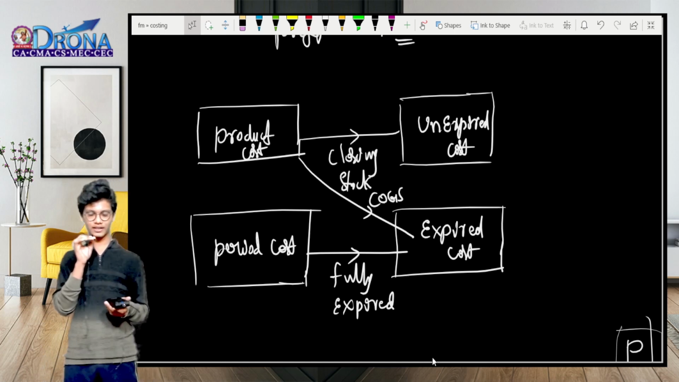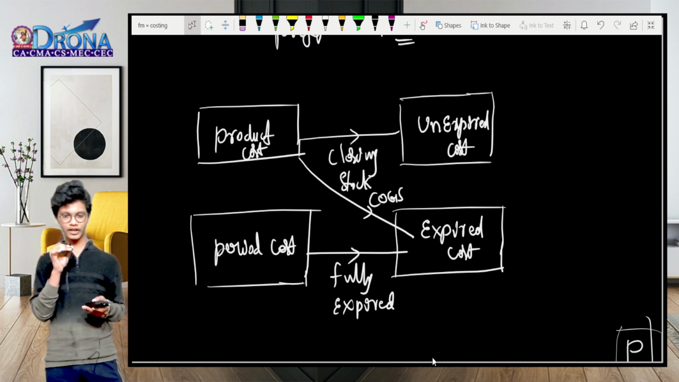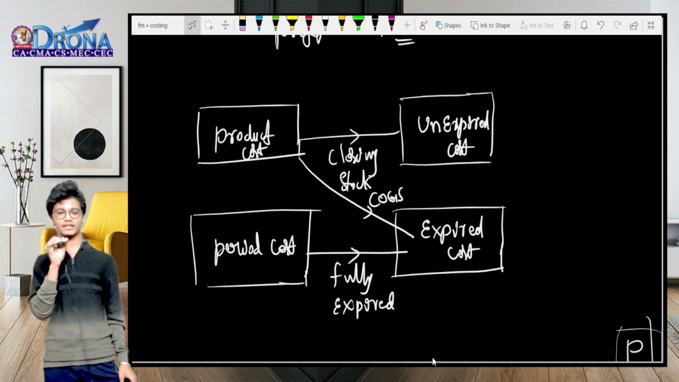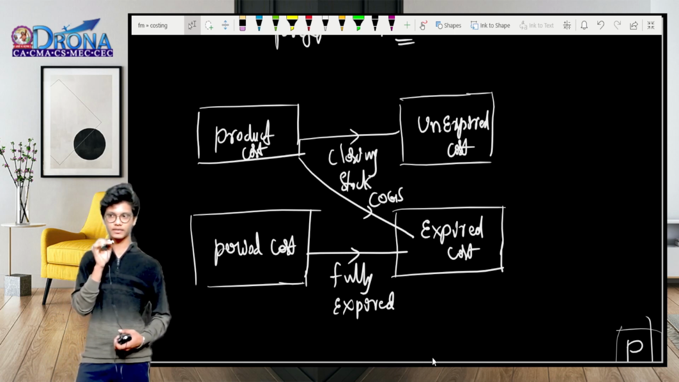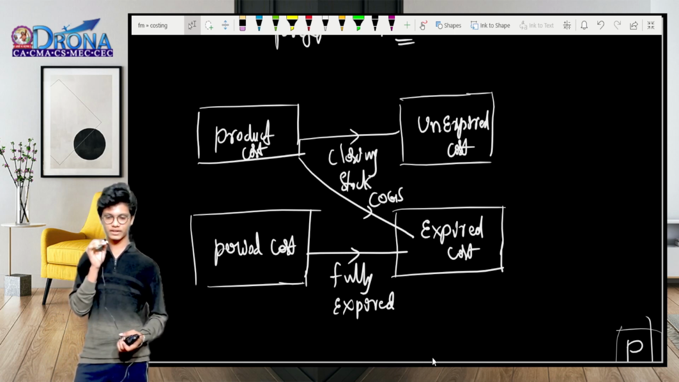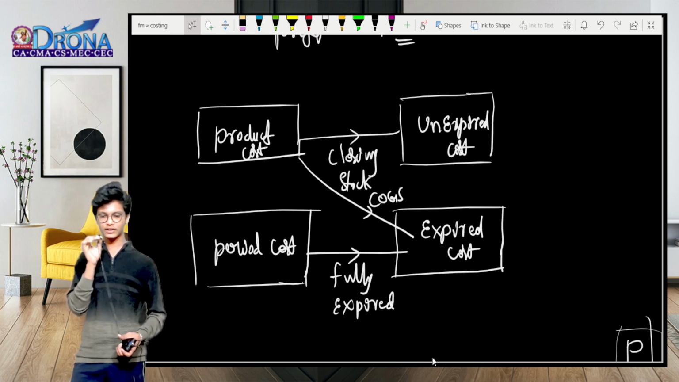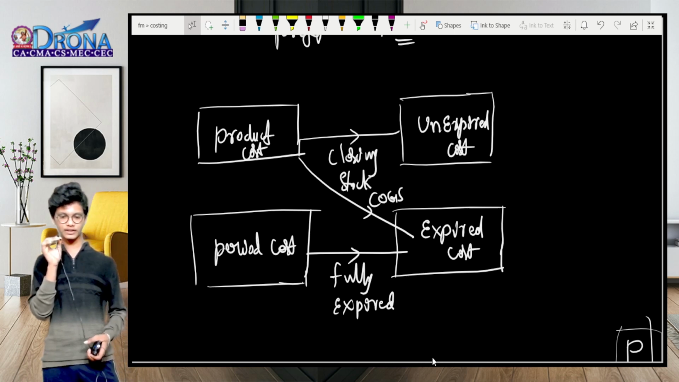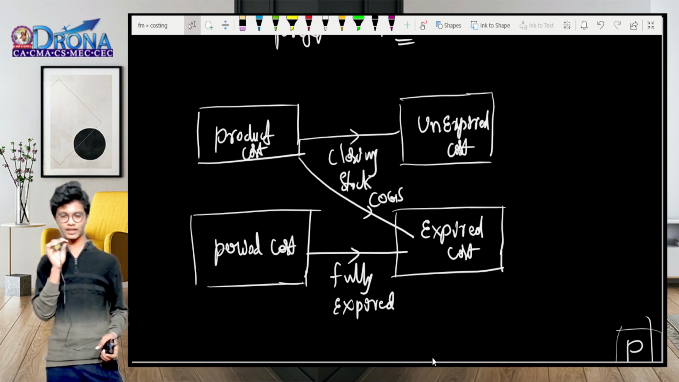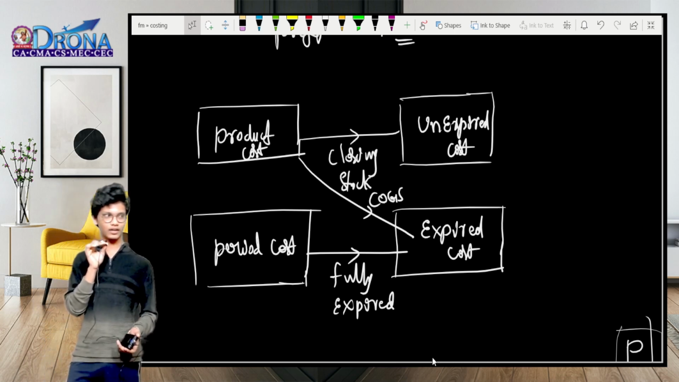Expired cost and unexpired cost. Period cost and product cost. Administration, manufacturing cost, selling and distribution expenses. Job cost and unit cost. Second one, decision making: variable cost, fixed cost, semi-variable cost, sunk cost, opportunity cost. Control: controllable cost and uncontrollable cost.